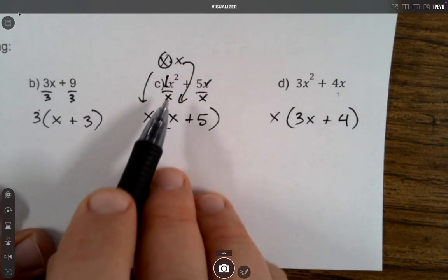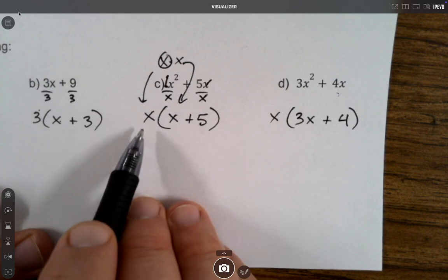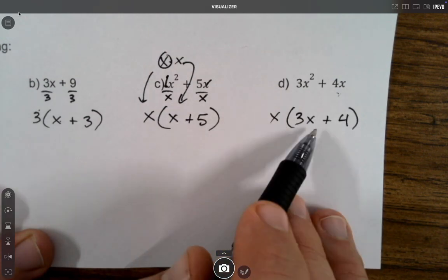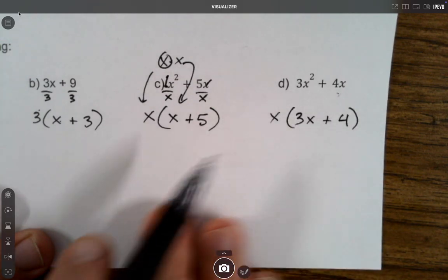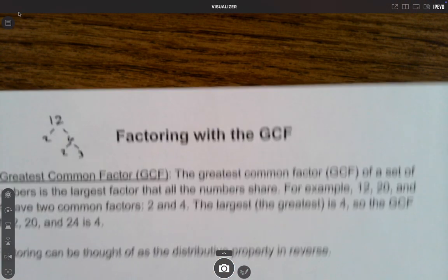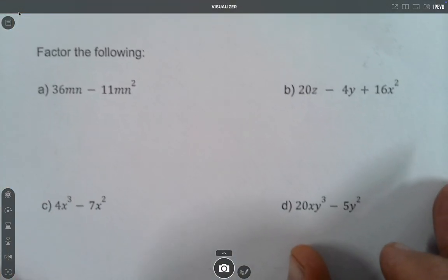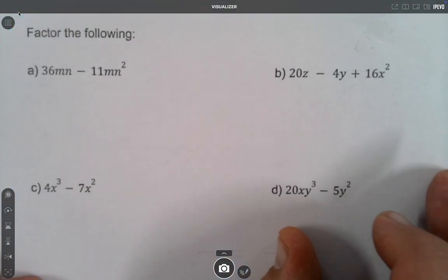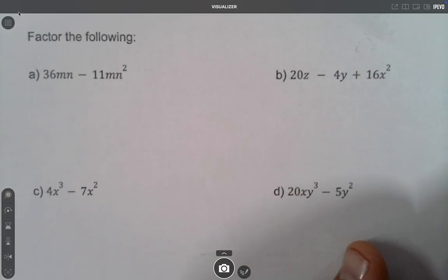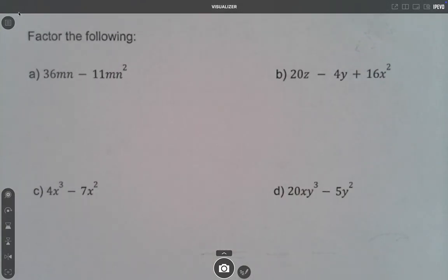So we are breaking this down into its simpler pieces. These are the most basic pieces we can break it down into to show what this is made of. Just like we did with the number 12 up here at the top. Okay, yes, it does get more complicated on the back, but it's still the same process. And what I would encourage you to do is think about the numbers first, then look at the variables.